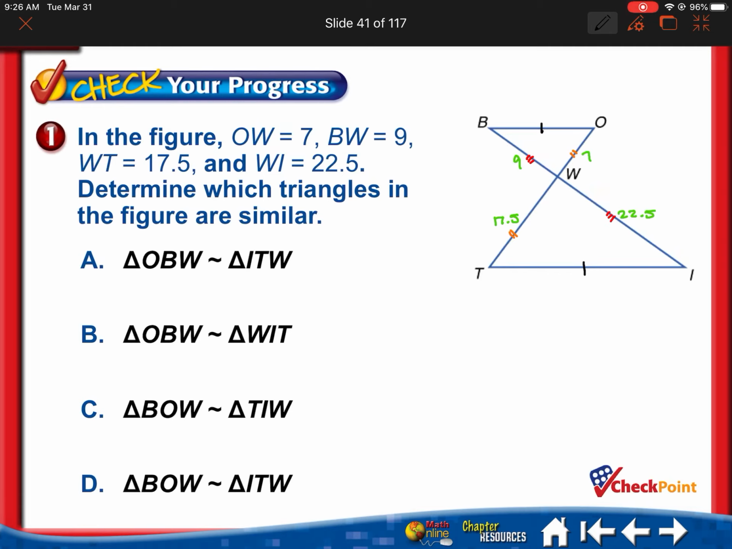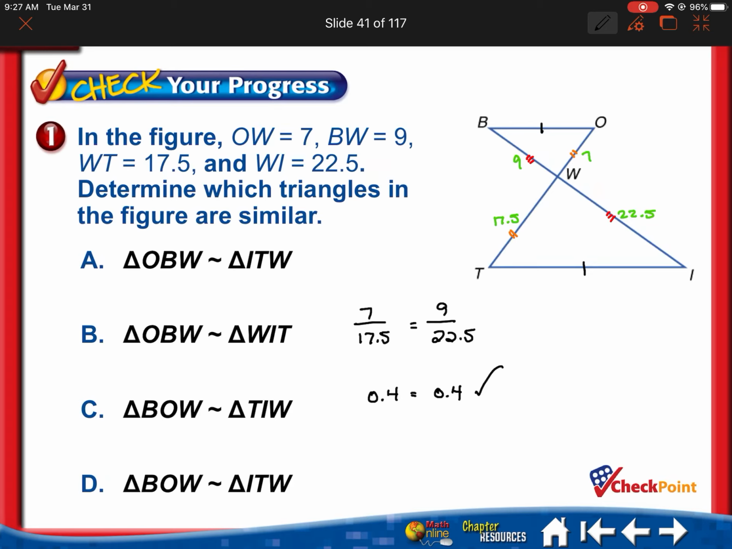So now let's set up our proportions. We are going to do 7 over 17.5 is equal to 9 over 22.5. If these are proportional, they should come out to be the exact same. If we take 7 divided by 17.5, we get 0.4. And if I take 9 divided by 22.5, look, we get 0.4. So that checks out. The sides are proportional. So now we need to look at all of our similarity statements and figure out which one's in the right order.